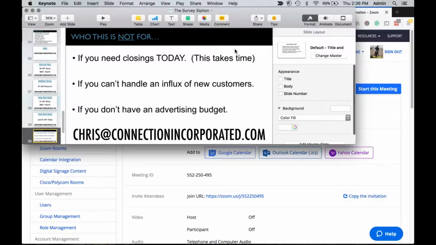So very quickly, if you need closings today, this is not right for you. We just went over that. Actually, it's going to take a 60 to 90 day window to really prime that funnel and get the ball rolling for those closings to come into your business. So if you don't have that front loaded budget right now, that's totally okay. I just want you to know that now is not the right time to invest.